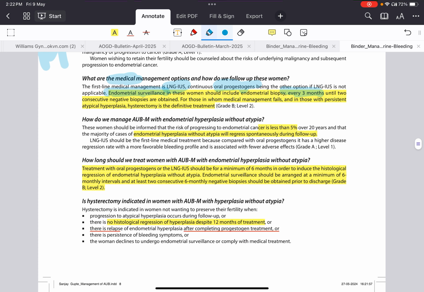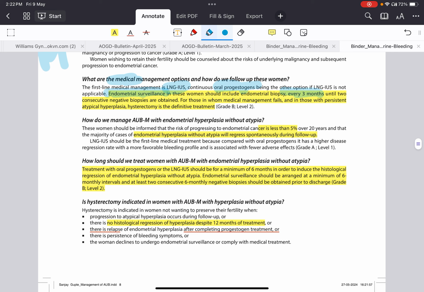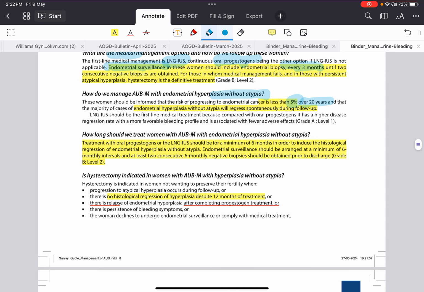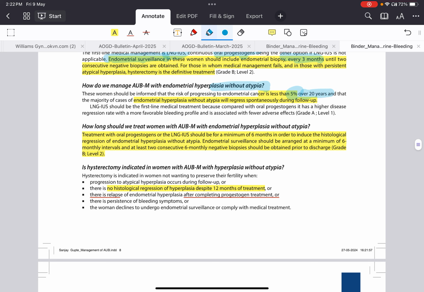If there is endometrial hyperplasia without atypia, then the chance of converting into cancer is less than 5% over a span of 20 years. So we need to go for surveillance and early follow-ups. What is the surveillance without atypia? We can give oral progestogens or LNG-IUS, and every 6 months you should go for endometrial biopsy. If there are two negative biopsies, then you can discharge her.